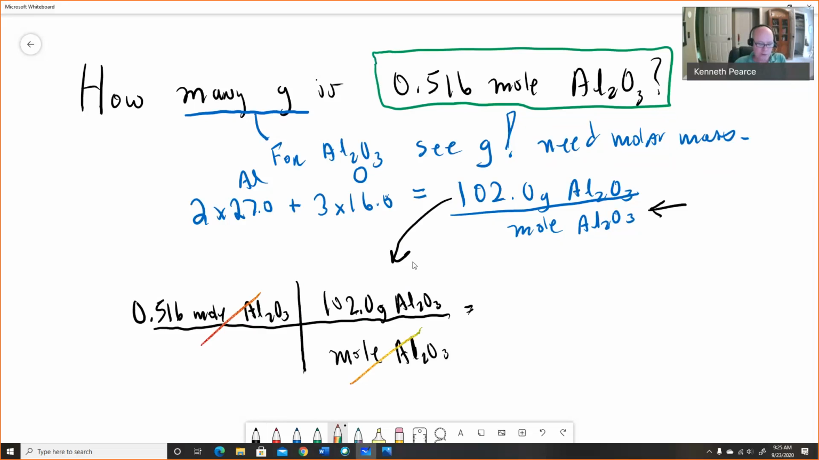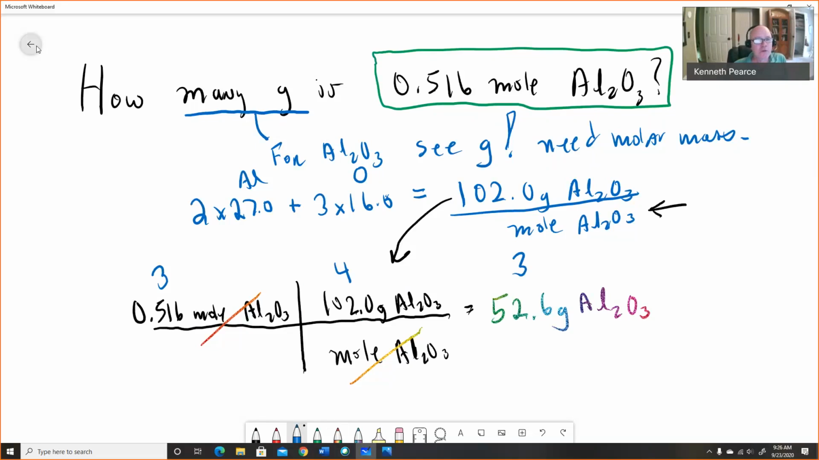And so I pull out my calculator, I say 0.516 times 102, and I get 52.6 grams aluminum oxide. 52.6 grams aluminum oxide. Of course, I did sig figs for this. This is 3 sig figs over here. This is 4 sig figs over here. So our answer is whatever we have the least sig figs for, and that's 3 right there.